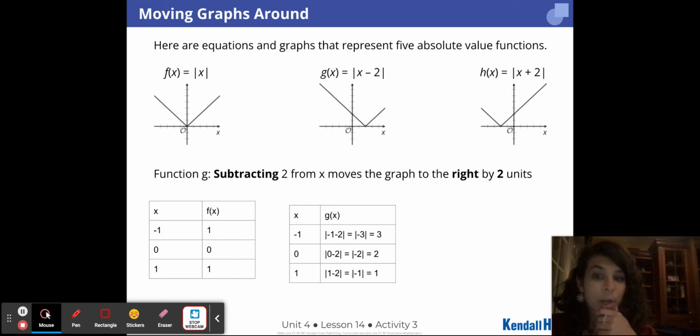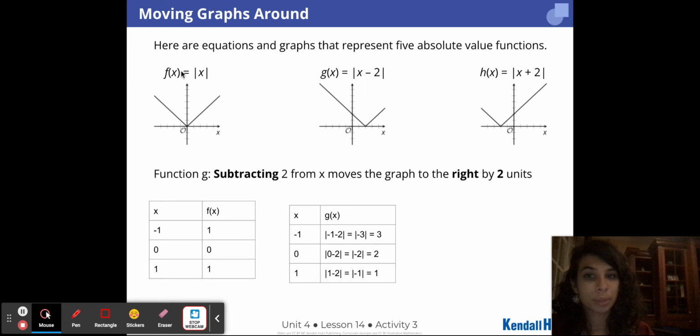So our original f of x, when x is negative 1, f of x is positive 1. When x is 0, f of x is 0, obviously positive or negative 0. When x is positive 1, f of x is equal to negative 1.